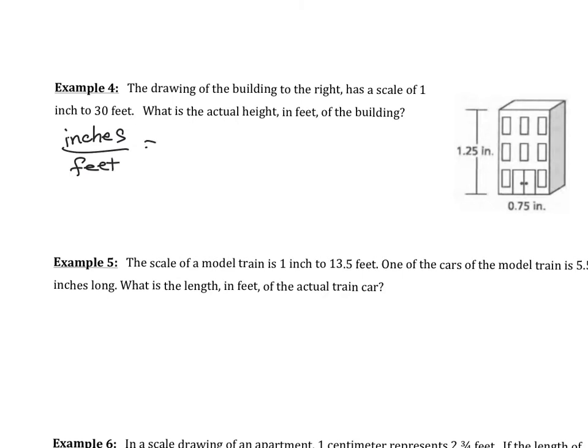So what do we know? We know that we have 1 inch to 30 feet. How much do we have on the building? So let's look at the question here. What is the actual height? Well, the height is how tall this object is. What we know is on the scale drawing, it's 1.25 inches. What we don't know is the actual number of feet that that's equal to.